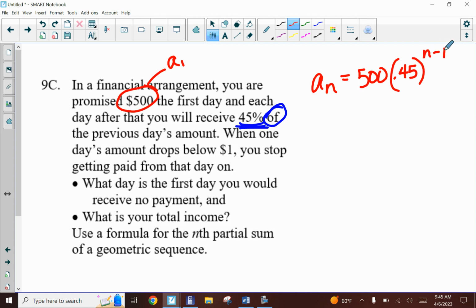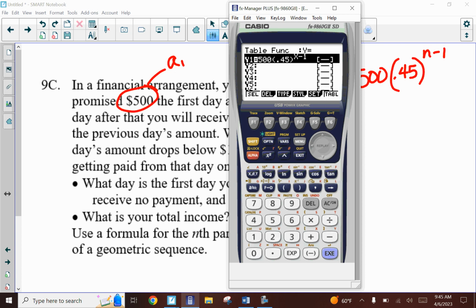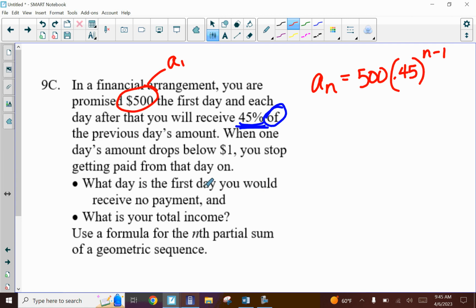Now, we have to figure out on which day we're going to stop getting paid. So I'm going to go into my calculator. I'll head over to the table. And from the table, I've already got it in there. And this is how much we're getting paid. We continue to get paid until it drops down below $1. So on the ninth day is the last day we get paid. So it says, what's the first day you would receive no payment? That would be the ninth day.